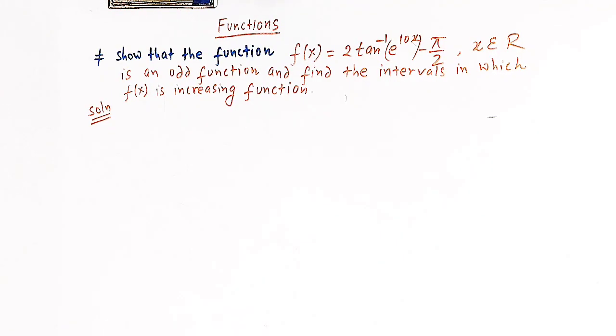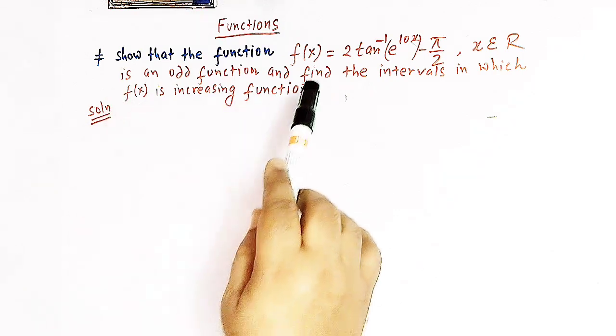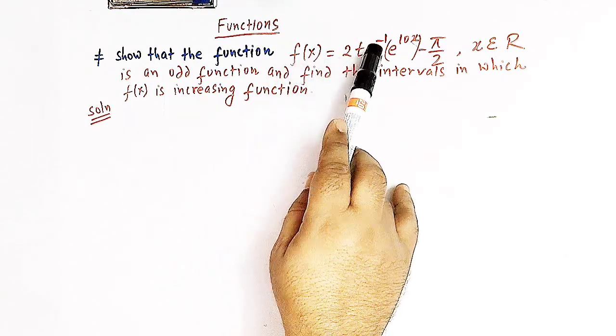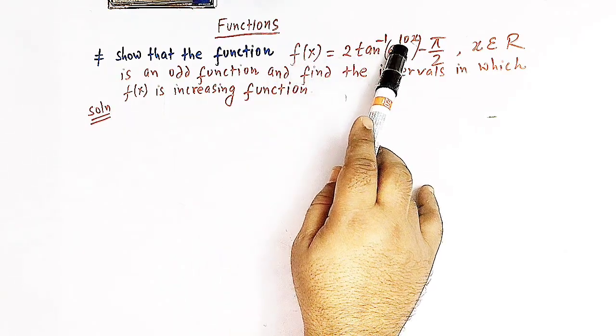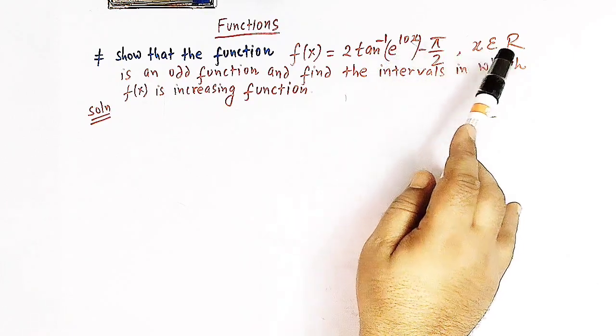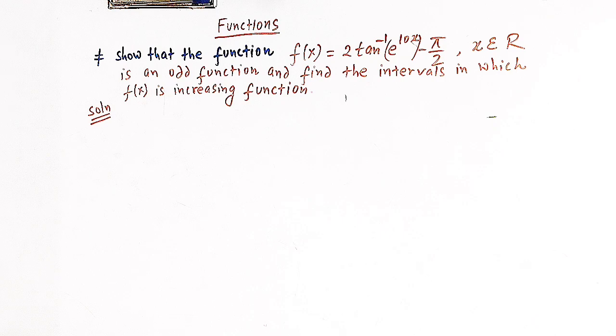Hello viewers, in today's session we are going to discuss an important problem from functions, right? And here we are given this problem in which we have to show that this function f of x, which is equal to 2 times tan inverse of e raised to 10x minus pi by 2, where x belongs to the set of real numbers, is an odd function, right?